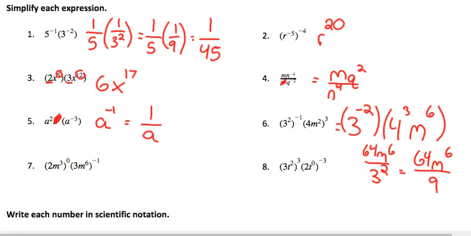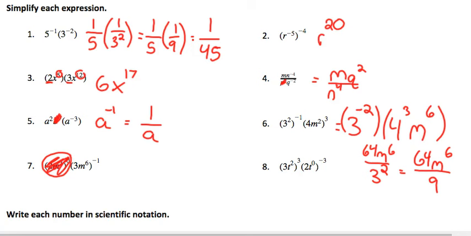All right, number 7. First thing that I noticed, this whole parenthesis being taken to the 0 power. Again, 0 power is 1. Multiplying by 1 doesn't impact anything. So now I have it down to this.